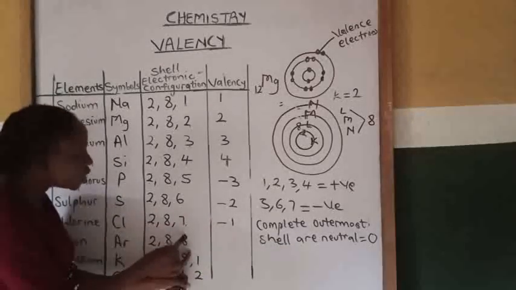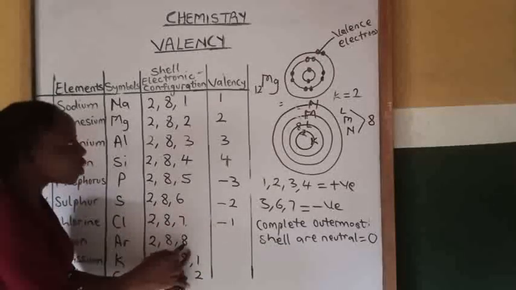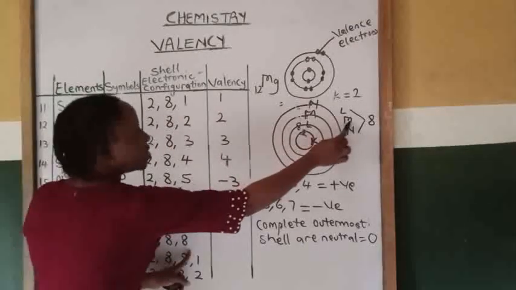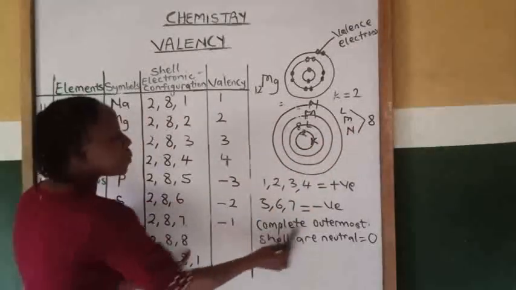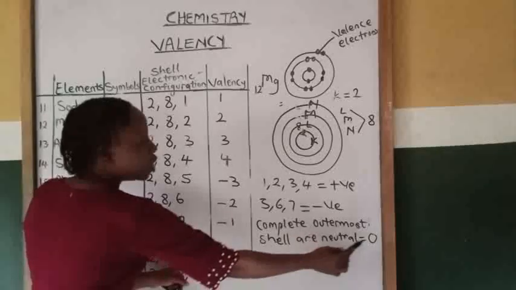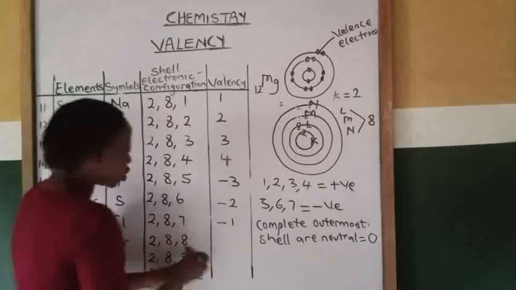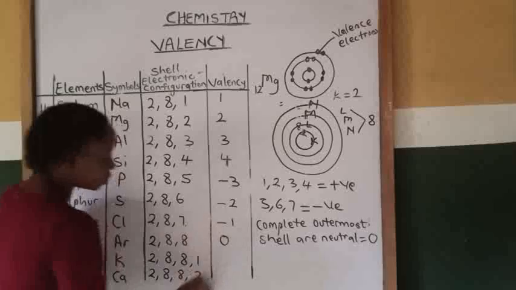So let's look at this one. This one completed that third shell. It completed the third shell, which is the M shell. So those with a complete outermost shell are neutral. So the number of their valency is always equal to 0.